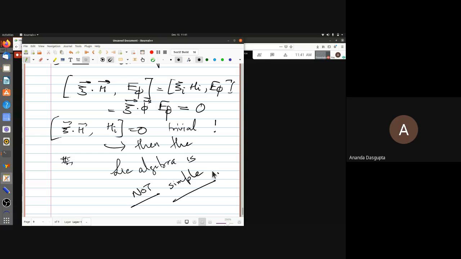So, simple roots being complete is a very important result. But that result is true only for simple Lie algebras, it's not true in general, which is why the theory of simple Lie algebras is much simpler than the theory of general Lie algebras.